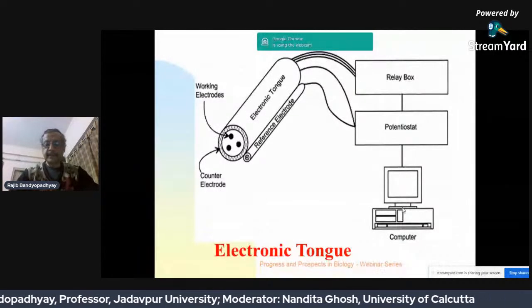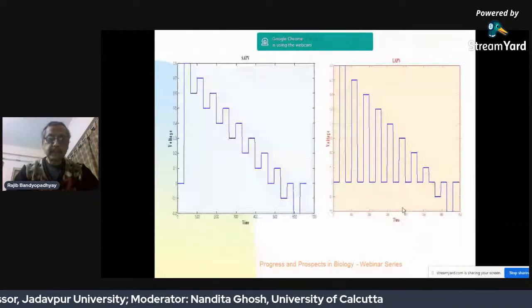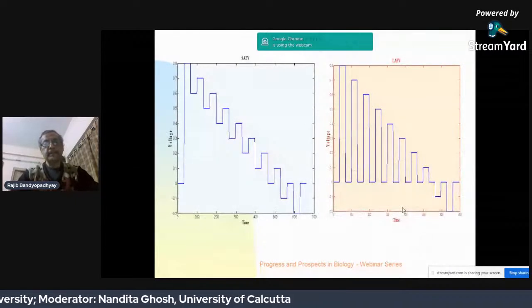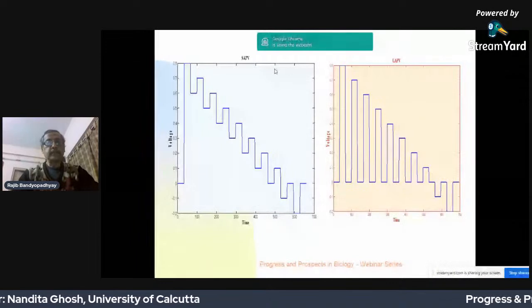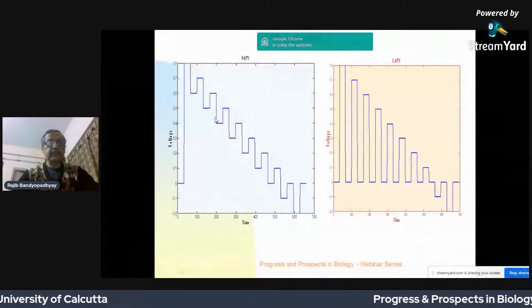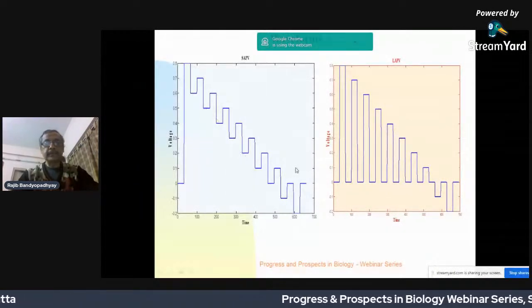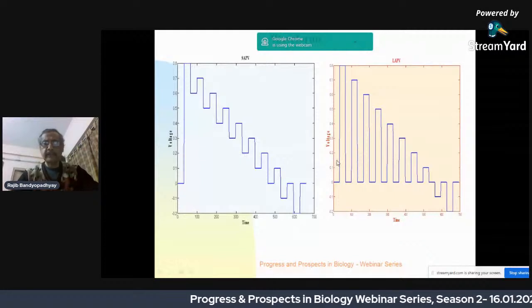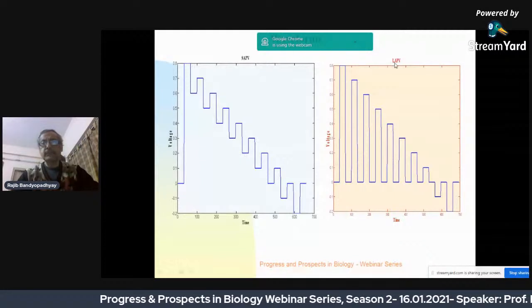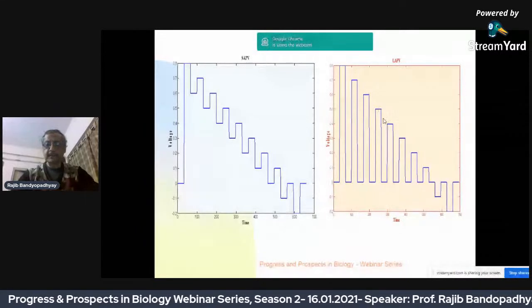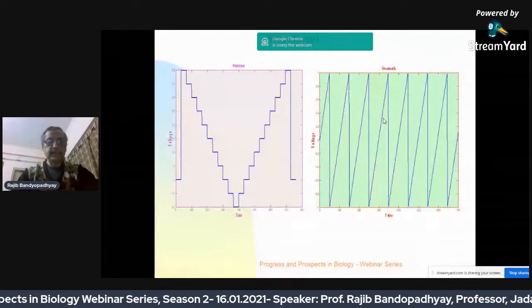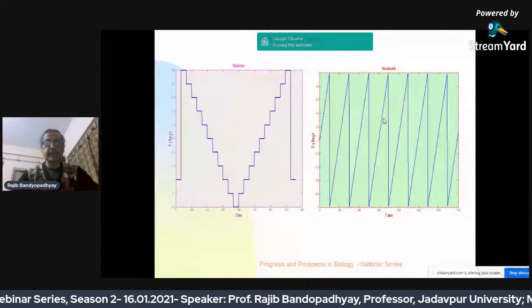Data analysis is done, and these are the different types of voltages that are applied. This is called small amplitude pulse voltammetry. Small pulses are applied between the working electrode and reference electrode. This is large amplitude pulse voltammetry, where large pulses are applied. This is staircase voltammetry and sawtooth voltammetry, and so on.